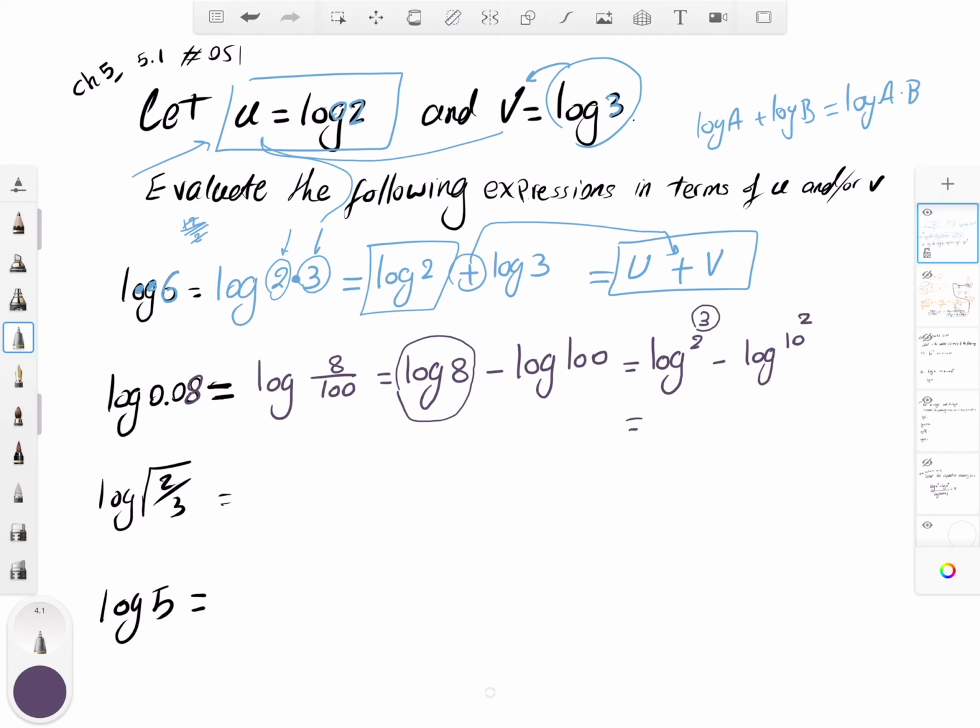So this 3 is going to come over here. We're going to have 3 log of 2 minus, this 2 is going to come over here, 2 log of 10. Log of 2 is u. So 3 times u minus 2, and log of 10 is 1, so it's going to be this.